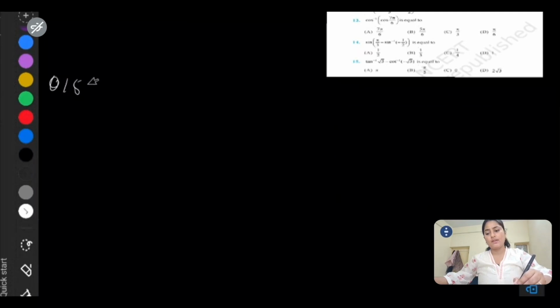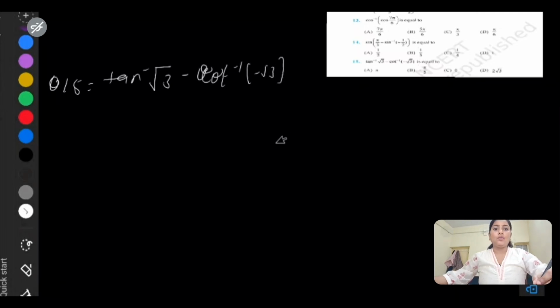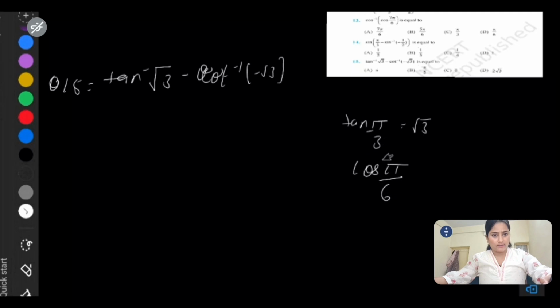Question number 15. We have tan⁻¹(√3) − cot⁻¹(−√3). Now, let's first see, we know two values: tan π/3 is equal to √3. We know that. And cot π/6, which means cot 30, is equal to √3 as well.